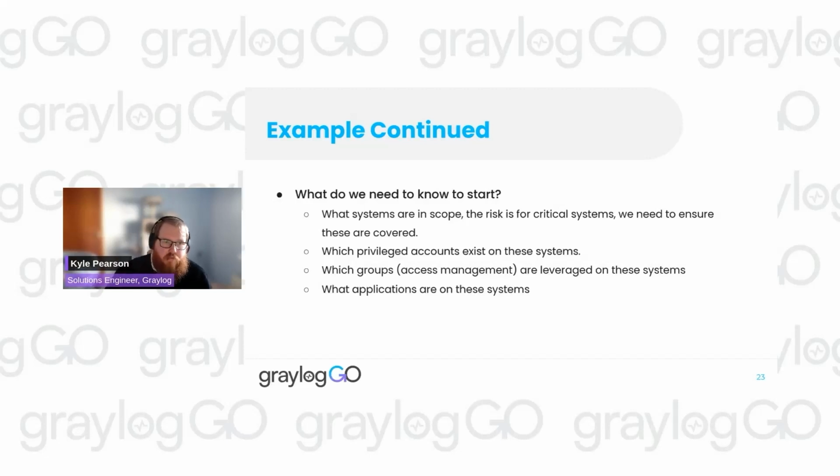For example, if you have AD, or even if you just have Linux and some sort of group management, you need to know which groups are associated with those, because what if somebody just adds themselves to one of those groups? We also need to know what applications are run on those systems. So we know the systems in scope, we know what they do, but we also might want to know the individual applications that run on them.